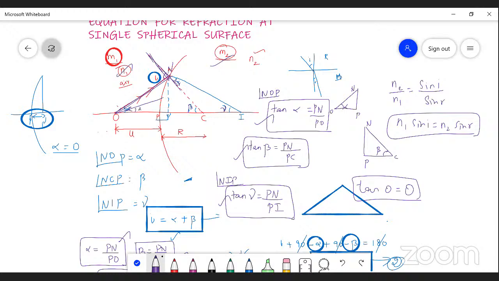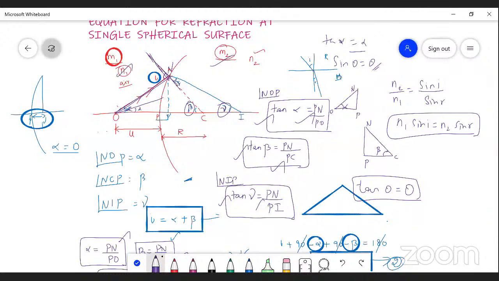What is the meaning of this? A small alpha value means the incident ray is almost parallel to the principal axis. So the alpha, beta and gamma values are very small. So for tan alpha, tan beta, tan gamma, for small values tan alpha is equal to alpha. For a small angle, sin theta is equal to theta. That's why this is the basic condition.